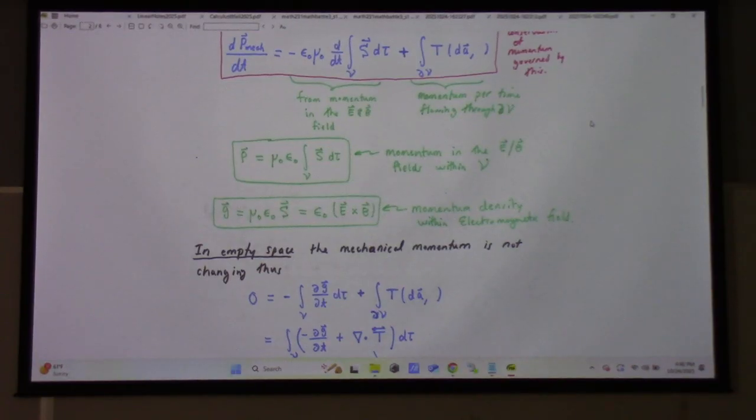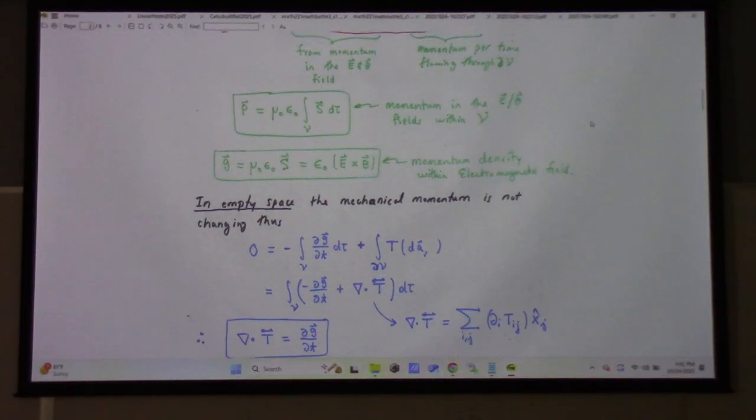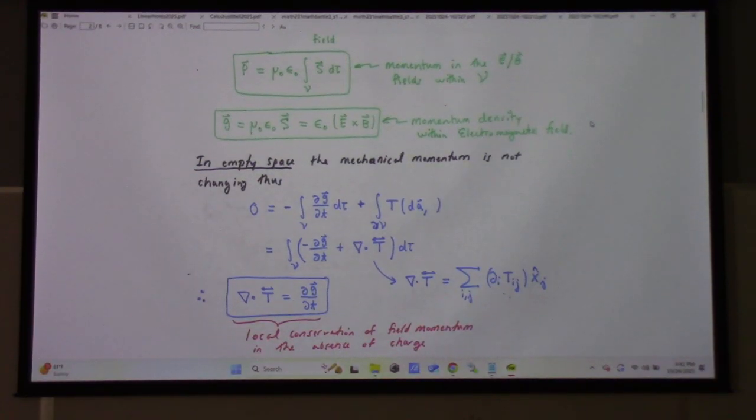And then the momentum density, of course, we call G. It's mu naught epsilon naught times the Poynting vector. And we pointed out that, in empty space, the mechanical momentum is not changing.